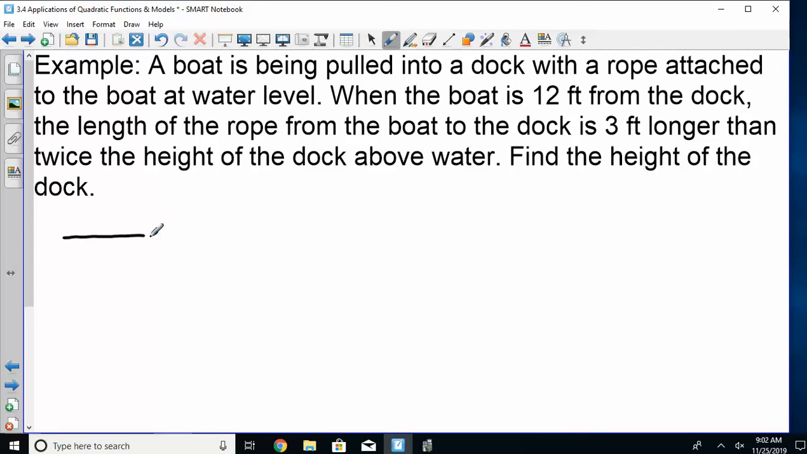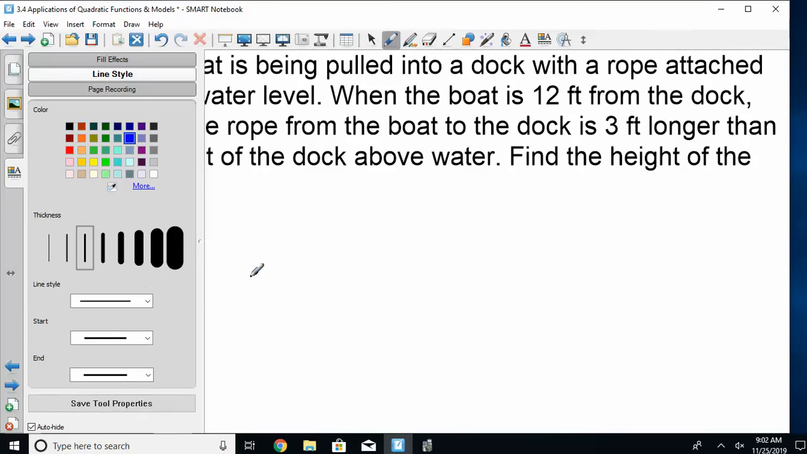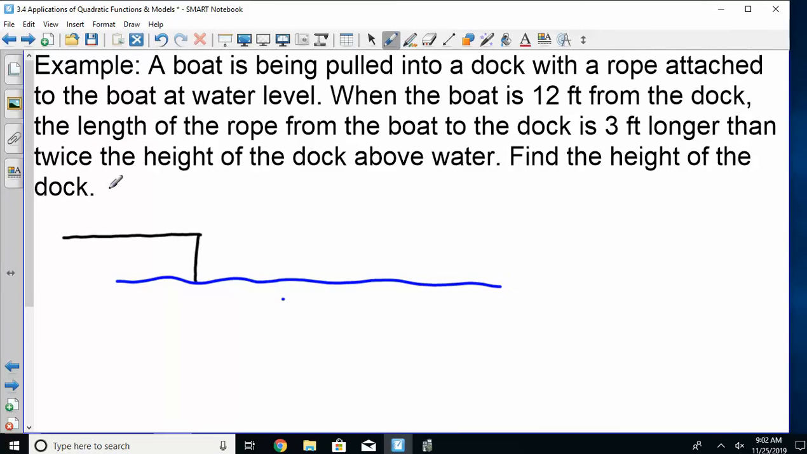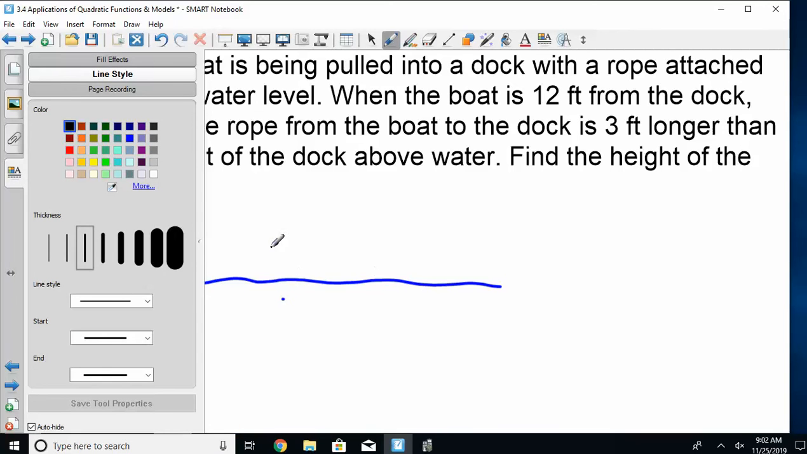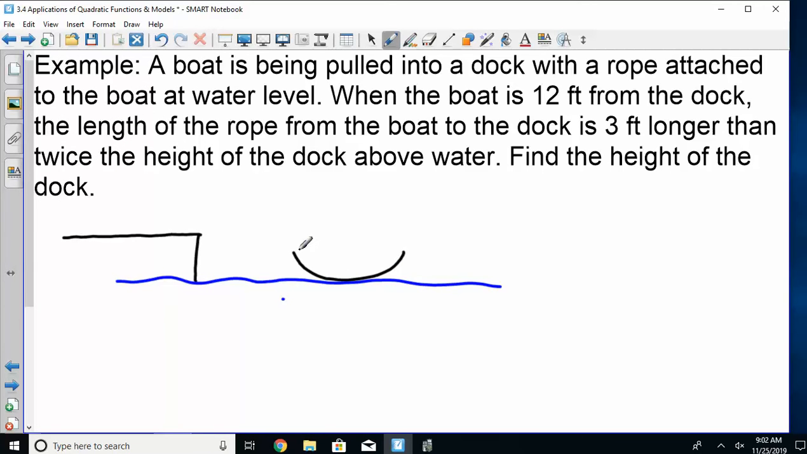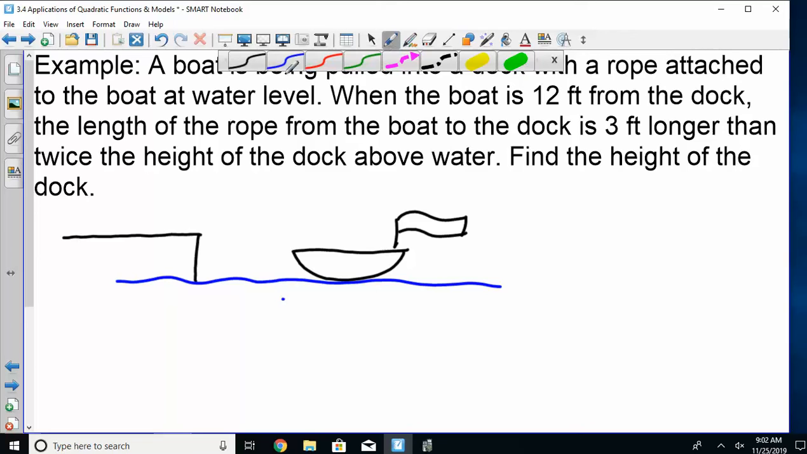Okay, so let's see. I am just so artistic. So here's the dock. And you know, docks sit above the water, right? So my water's down here. And then I've got a boat sitting in the water. Okay. So, beautiful artwork here. And now we have a boat being pulled in. It says a rope is attached to the boat at water level. So there's essentially a rope going from the dock to the base of this boat.